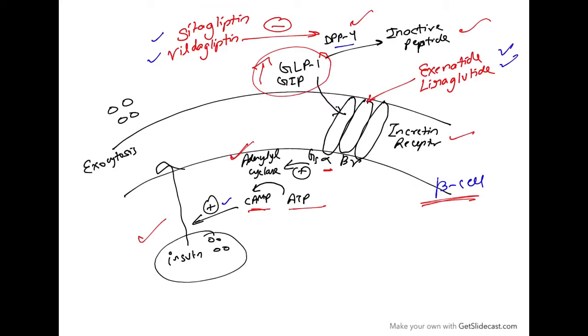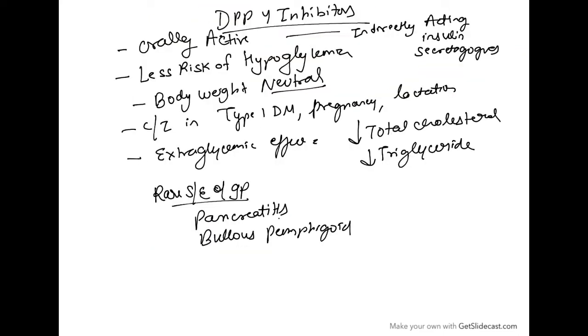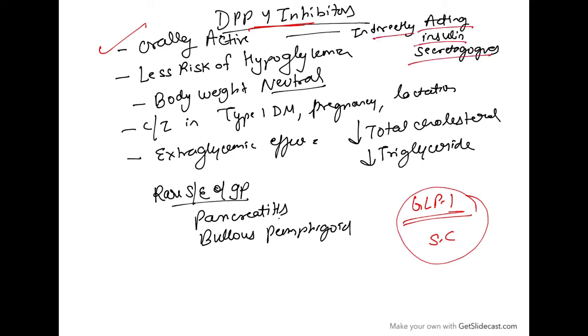Now, DPP4 inhibitors, these are orally active. This is the first very important thing, because GLP-1 analogues we have seen are not orally active and they are given by subcutaneous injection. So the first advantage is that these are orally active. We have discussed they are indirectly acting insulin secretagogues. Now the very advantage with them is there is less risk of hypoglycemia. Okay, and about body weight, they are body weight neutral or may decrease body weight, or they will be neutral.